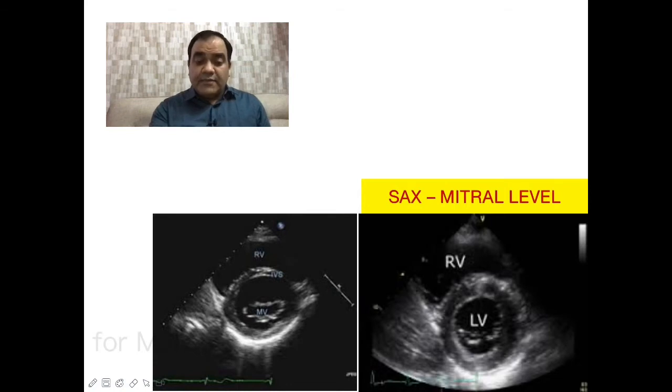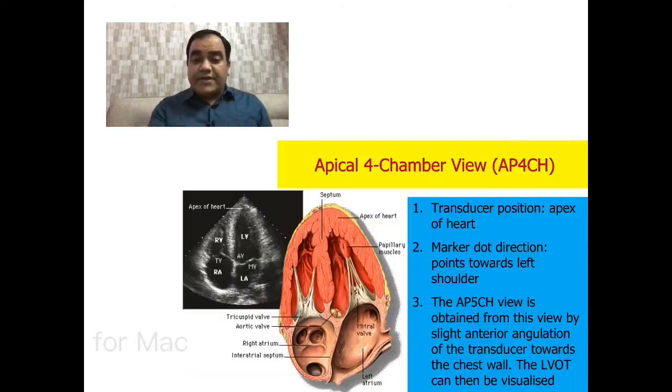And this is the short axis view at the mitral level. In this view we can clearly see the mitral valve and both the anterolateral and posteromedial commissures, and we can see clearly the calcification on the mitral valve in this view. And this is another diagram on the right side, short axis view at mitral valve level.